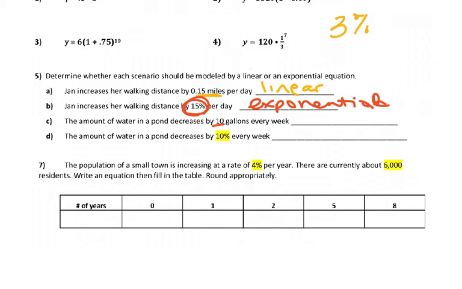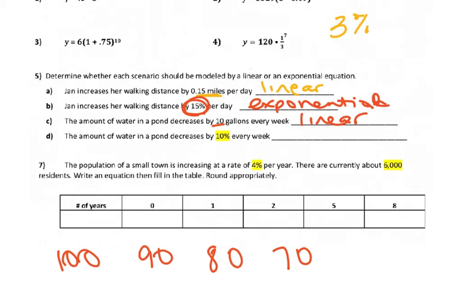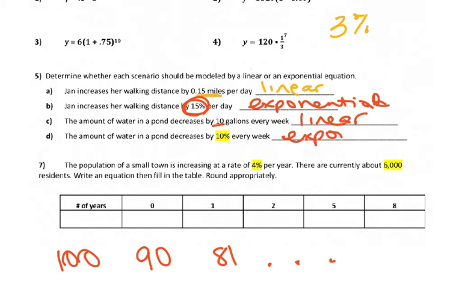Okay, the next one, the amount of water in a pond decreases by 10 gallons every week. So if you start with 100 gallons and you decrease by 10 gallons, decrease by 10 gallons, decrease by 10 gallons, that's going to be linear. On the other hand, if you decrease by 10% a week, so 10% of 100 is 10, so the first week I would lose 10 gallons. But the next week I'm going to lose 10% of 90, which is only 9 gallons. And then I'll lose 10% of 81, which is 8.1 gallons. I'm not sure what that is off the top of my head, but anyway, you get the idea. That's going to be exponential.